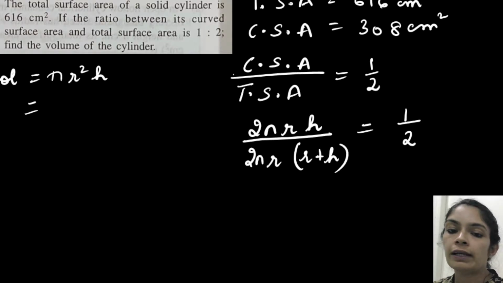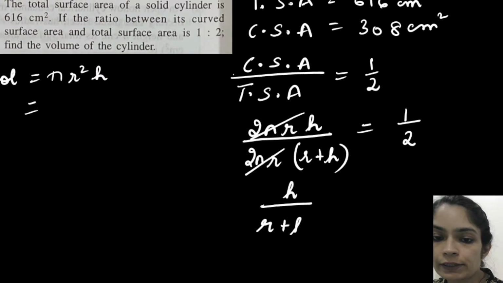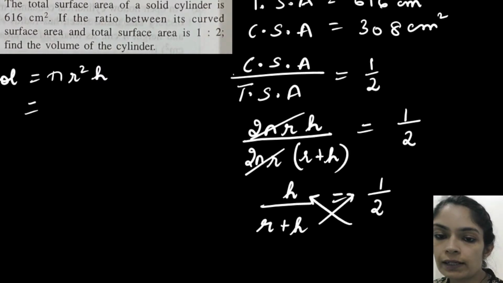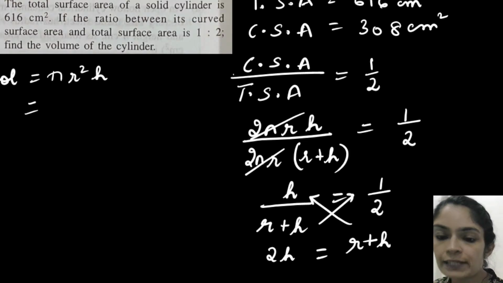Now whatever is getting cancelled, we can cancel here: 2 pi r and 2 pi r are getting cancelled. So I am left with h by r plus h, which is equal to 1 by 2. Now let's do cross multiplication here. So 2 goes to the other side and 2h is equal to r plus h, multiplied by 1, which is r plus h only. So we have got one equation.